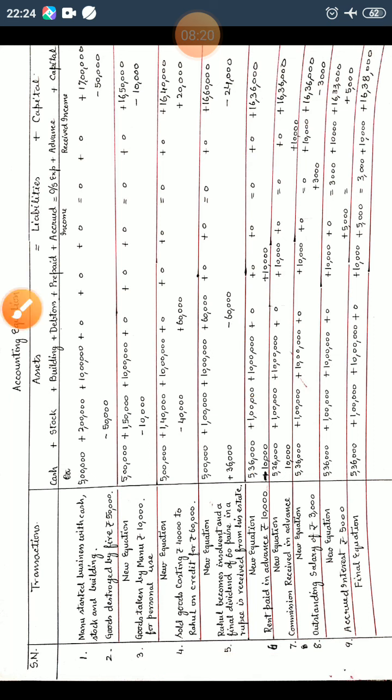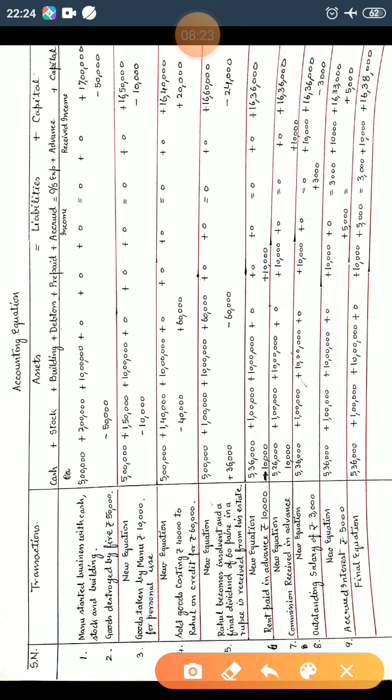Now the new equation is cash 5,26,000, stock 1 lakh, building 10 lakh, debtors 0, prepaid 10,000, accrued income 0, outstanding expenses 0, advance received income 0, and capital becomes 16,36,000.